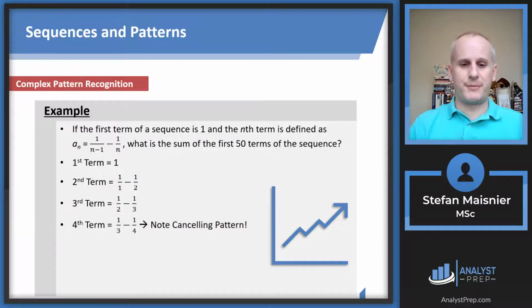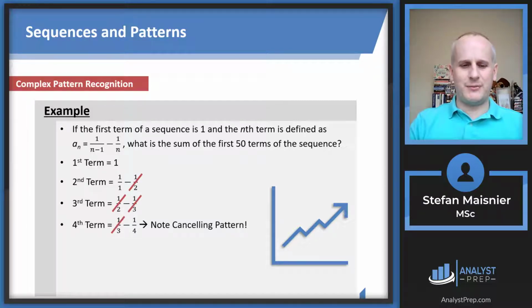Then our fourth term, I see 1 over 3 minus 1 over 4, and I might notice a canceling pattern because I'm being asked for the sum of all of these terms. And again, I shouldn't need to actually calculate and find a common denominator. That's going to be too onerous. We don't have the time to do that on the exam.